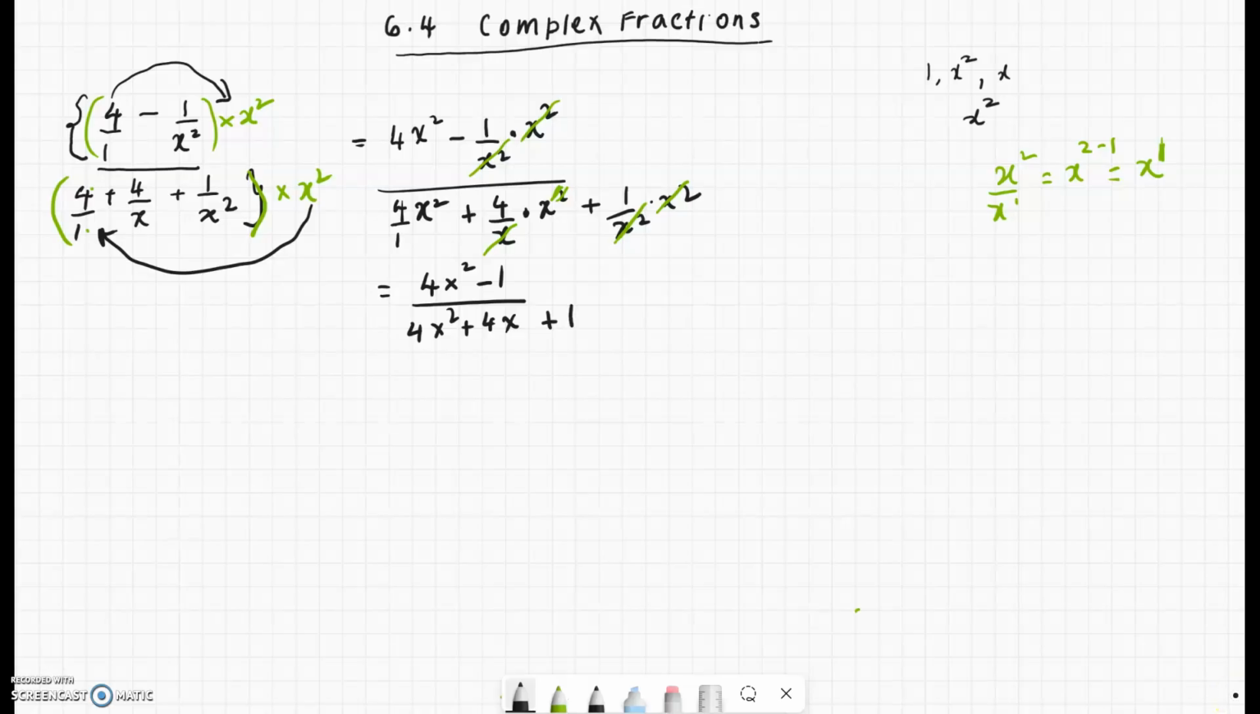Now from this point on, it's exactly the same as what we did last time. We factored the numerator and it was 2x plus 1 times 2x minus 1 over 2x plus 1 times 2x plus 1, which is really 2x plus 1 the whole squared. Now we cancel common factors and get the same answer. Now this rational expression is in the lowest terms.